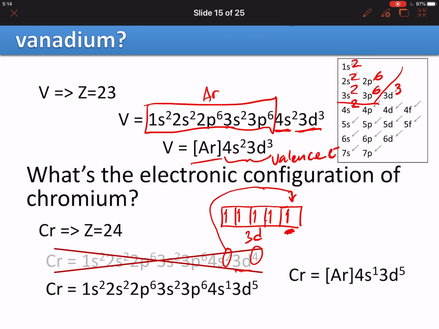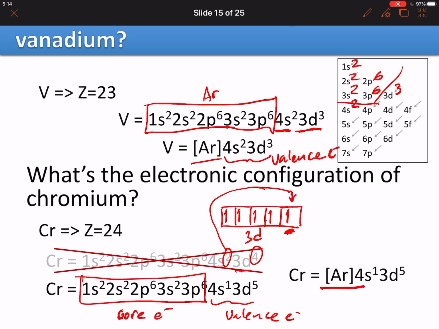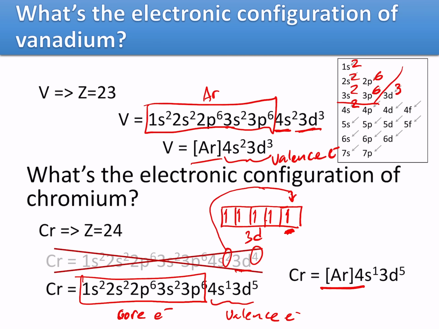The shorthand notation would be argon, because that's what you get up to this point, plus whatever is after the configuration of argon. Remember, these are your core electrons and these are your valence electrons. And whenever you do this, if you end up with 4 in a d orbital, that is what we call d4, and it also happens with d9. If you end up with 4 or 9, these are d4 or d9 exceptions.